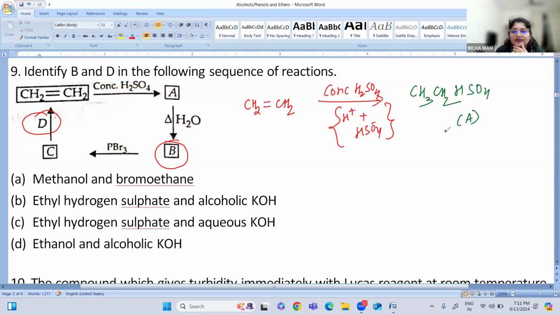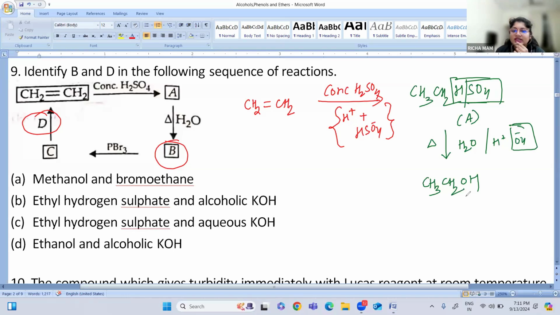Further, what they have done, they have heated it with water. After heating with water, what will happen? The SO4 will go and OH will add, so you are going to get an alcohol. So your SO4 will be converted into H plus and OH minus, and OH minus will replace this SO4. So you get CH3CH2OH. So this is your B.